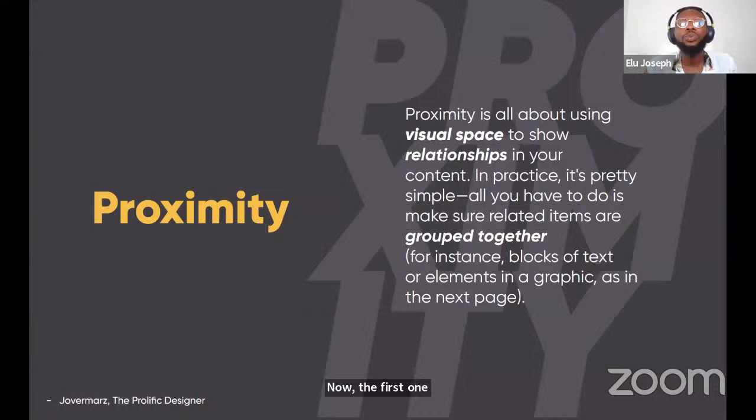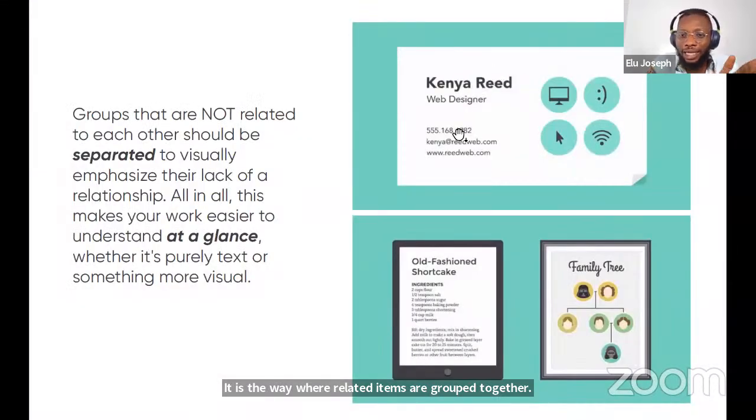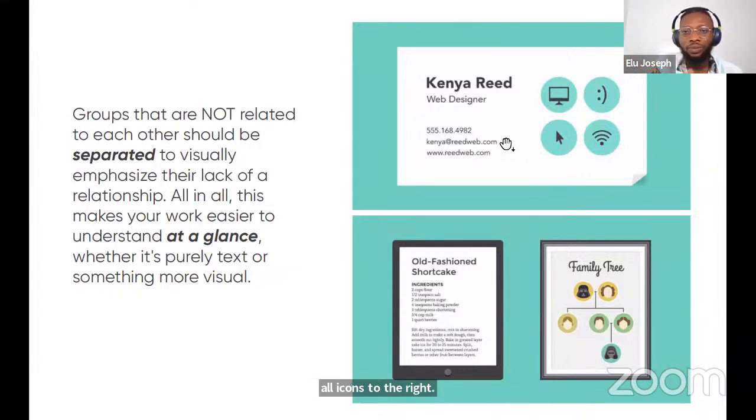And I was just telling you how proximity is the use of visual space to show relationships in your content. This is the way where related items are grouped together. And I gave you a simple example. All text to the left, all icons to the right. That is how proximity works. That's proximity. Okay?